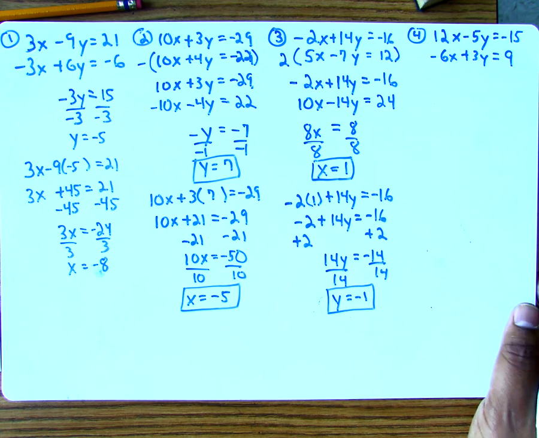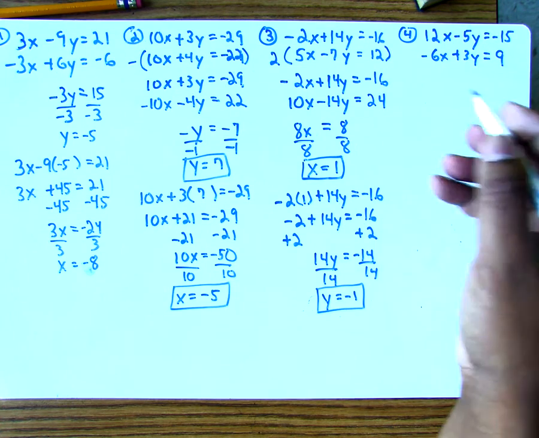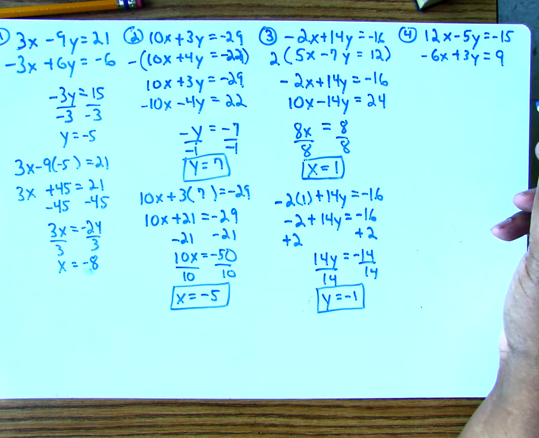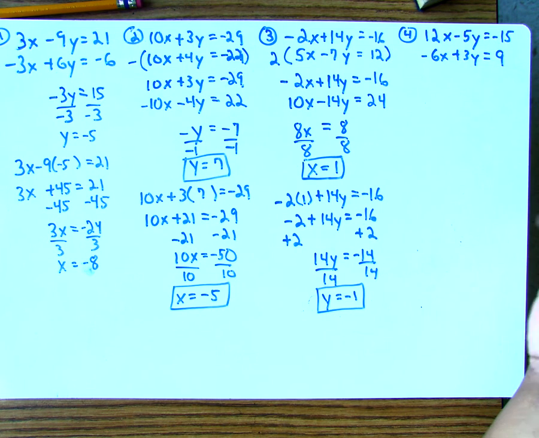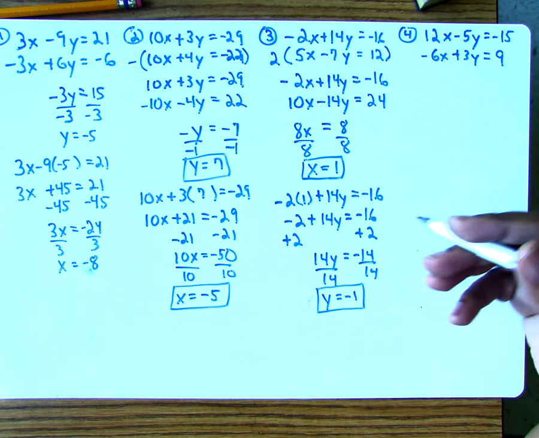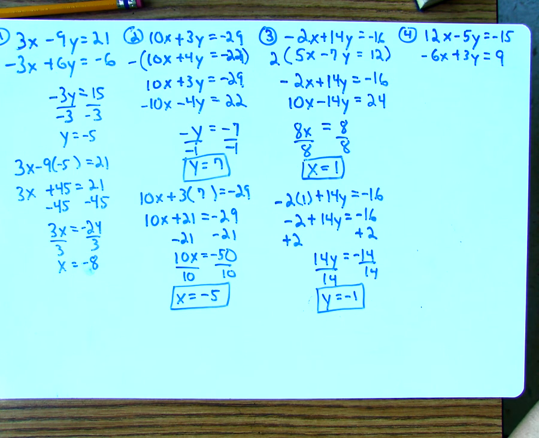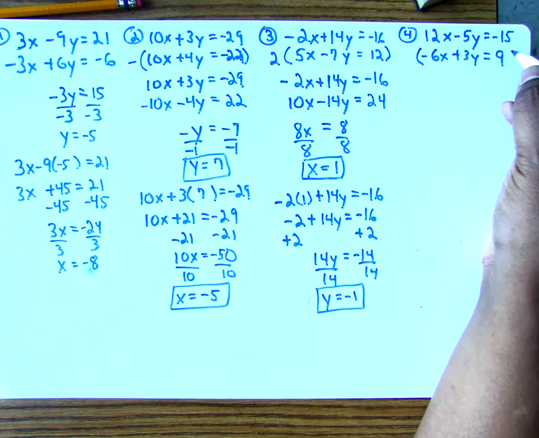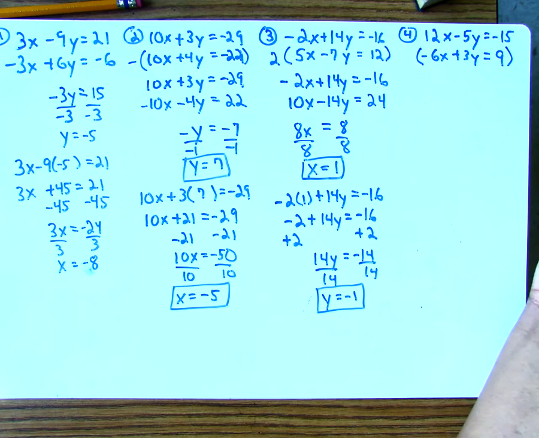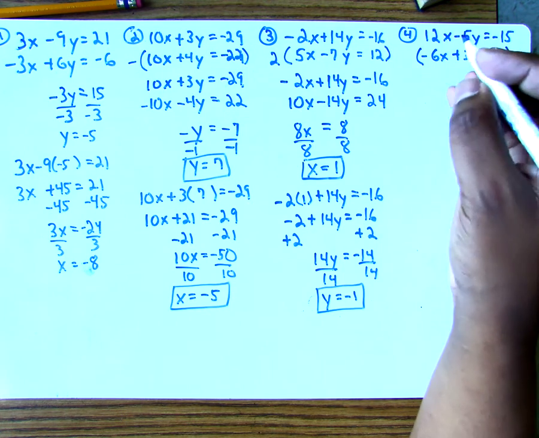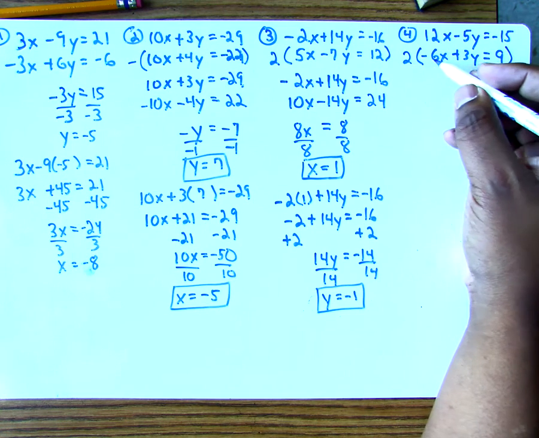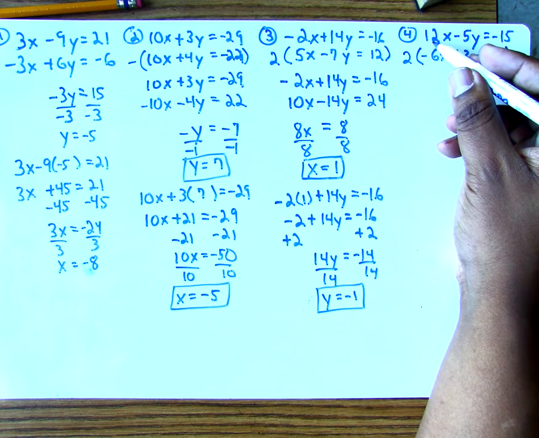Let's do one more example. Okay, number 4 is similar to number 3, in the fact that we need to multiply one of the equations to get it up to the level where we can subtract and cancel out. In other words, eliminate one of our variables. So I'm gonna multiply this one, and it's not always 2, it just happens to be 2 here. We're gonna multiply this by 2. So 2 times negative 6 gives us a negative 12.